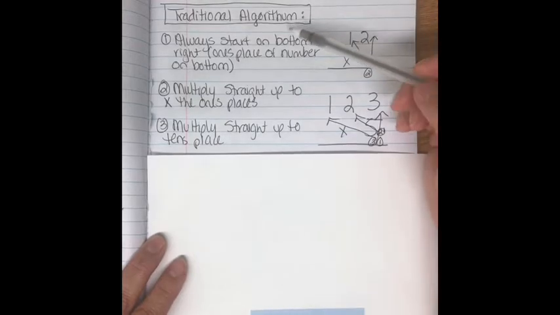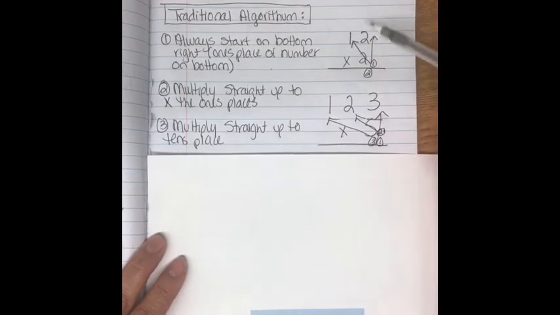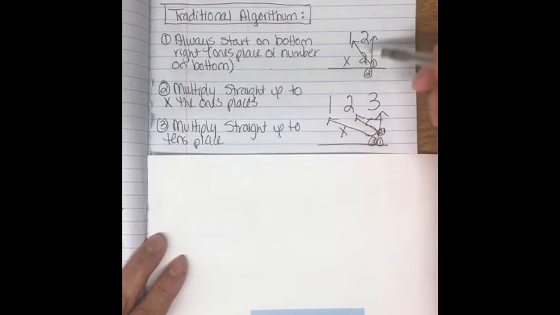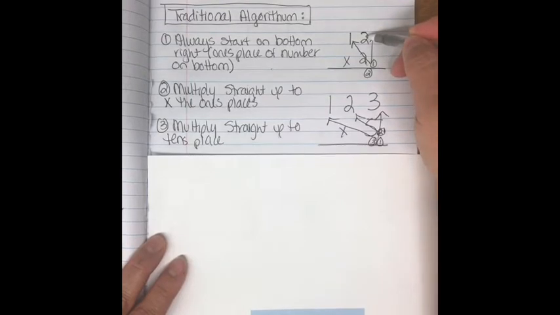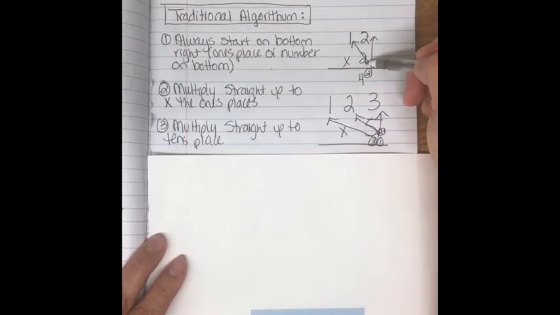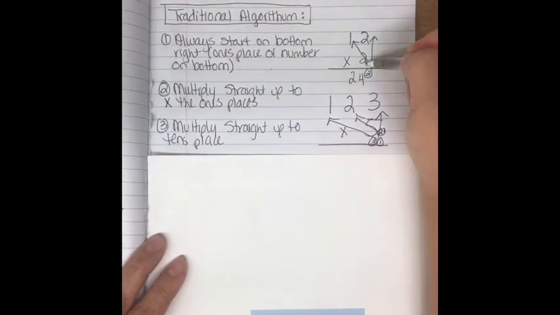The way that you do it is you follow these steps. One, you always start on the bottom right-hand corner, which is the ones place of the number on the bottom. And then you're going to go straight up first to multiply. So you're going to go 2 times 2. You're going to write your answer below it. Then you're going to come back down to this bottom number in the ones place value, and you're going to go 2 over to the tens place, 2 times 1, and you're going to write your answer here. Okay, so you always start in the ones place of the bottom number. You always go straight up, and then you go straight over.